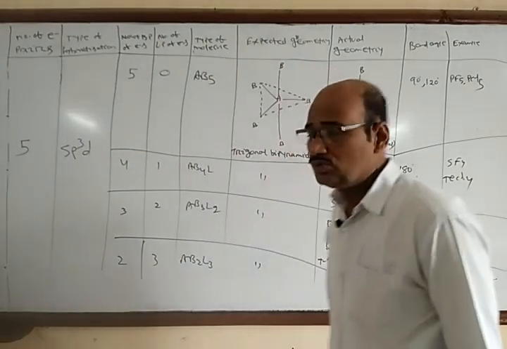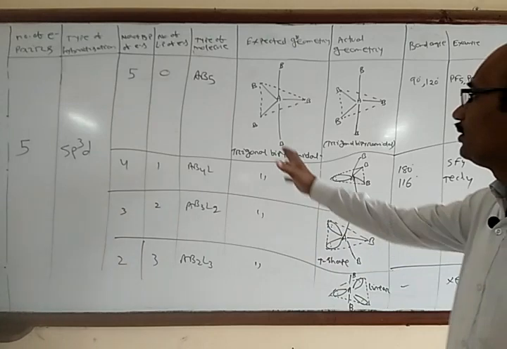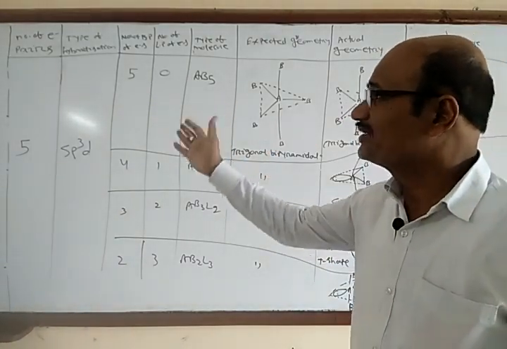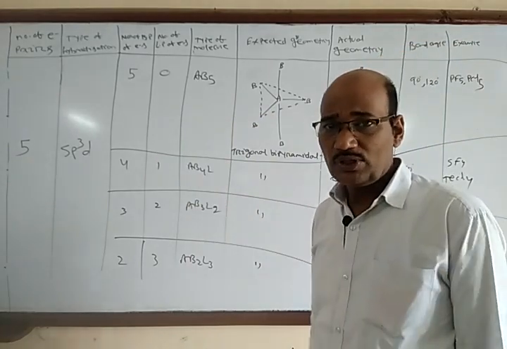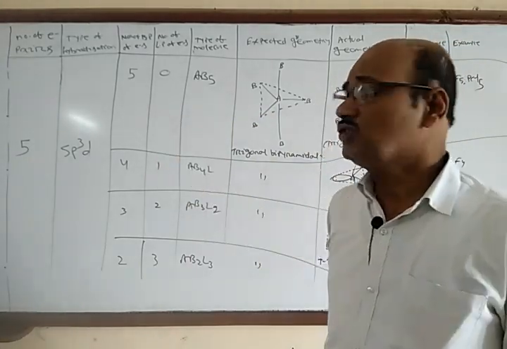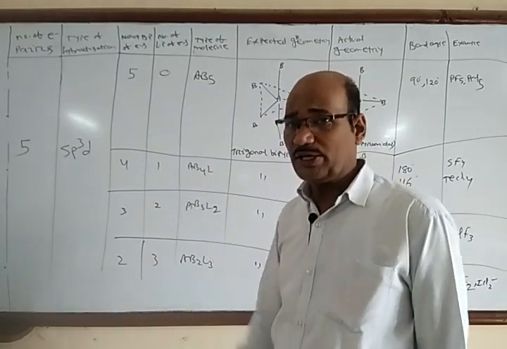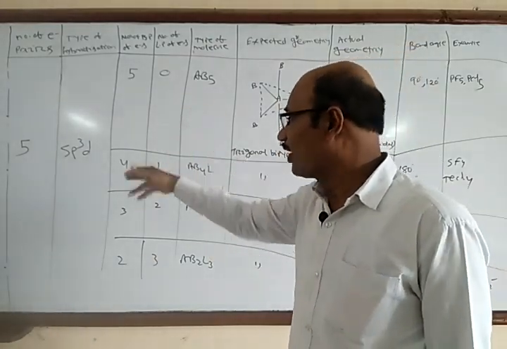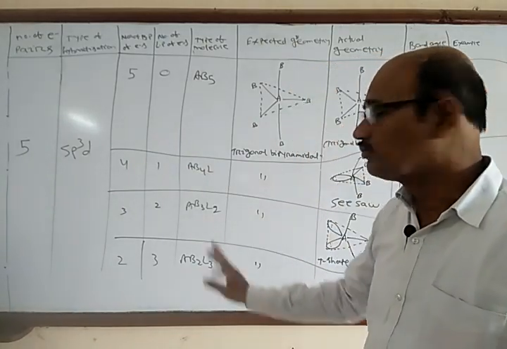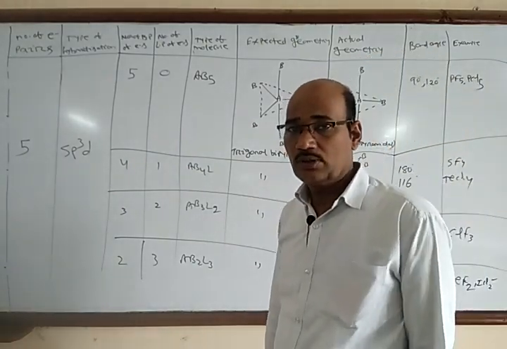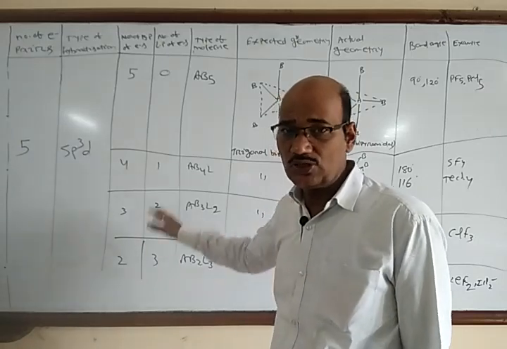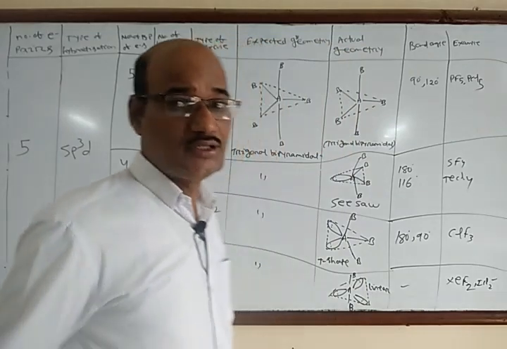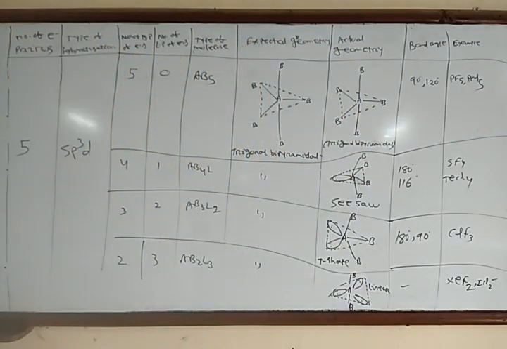Similarly, we can also find the geometrical arrangement for the number of electron pairs 6. If we have 6 electron pairs, we have sp3d2 hybridization. Also we can have 6 0, 5 1, 4 2, and 3 3. In this way we can go for the sp3d2 hybridization. Let us see what the geometrical arrangements will be.